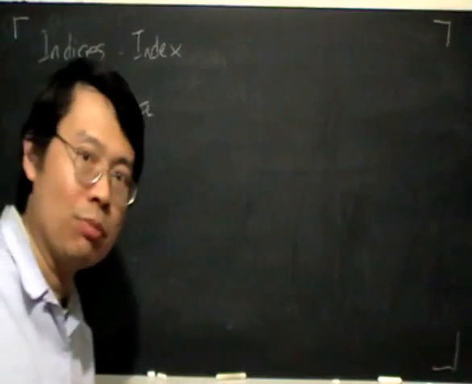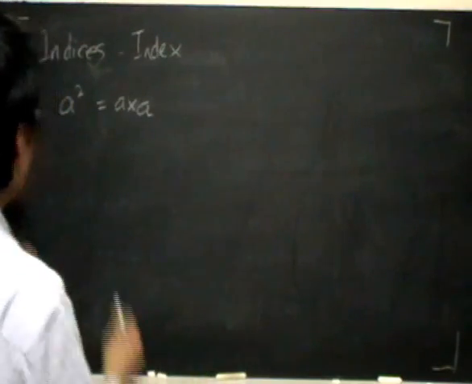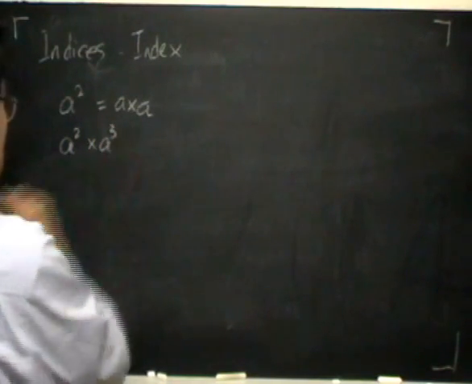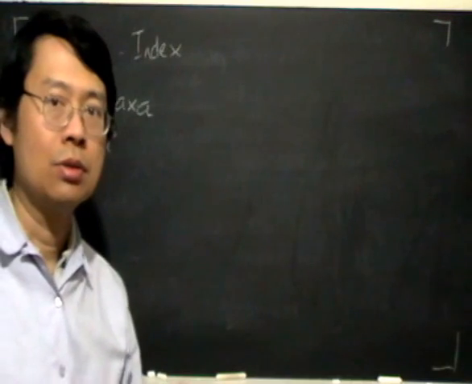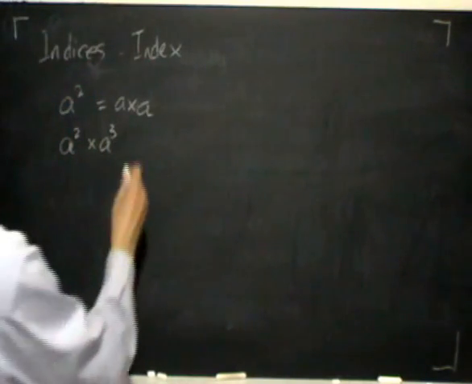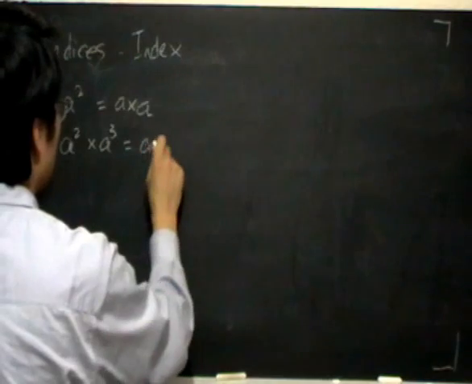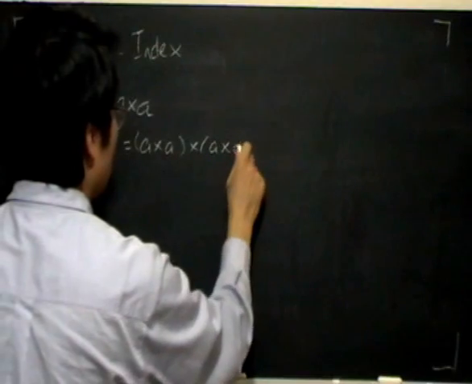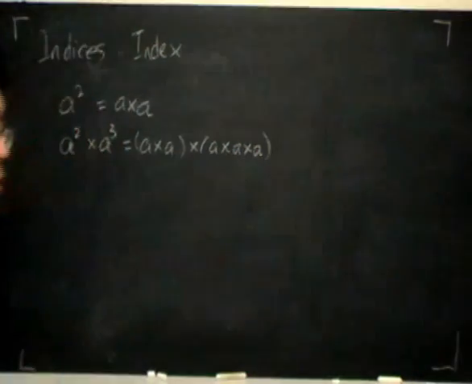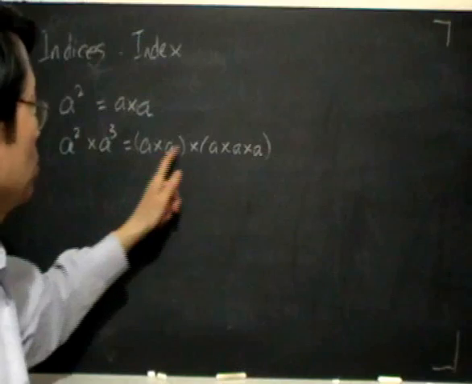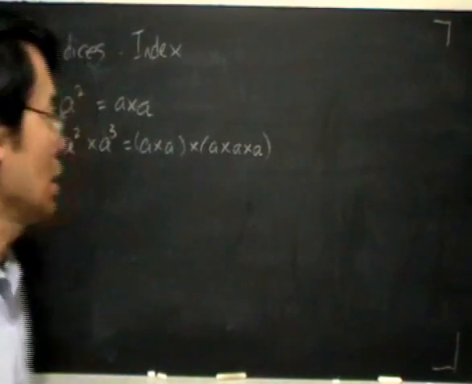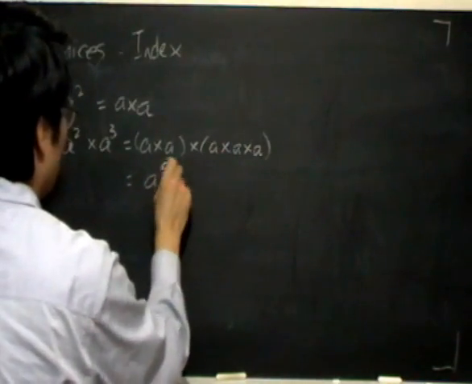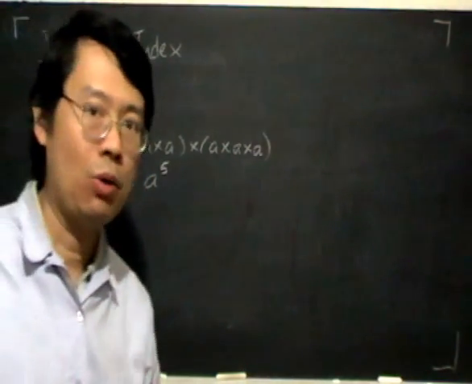Now suppose we need to multiply maybe a squared by a cubed. Since we know that a squared is a times a, and that a cubed is a times a times a, if you look at this, you'll find that there are 1, 2, 3, 4, 5 a's altogether multiplied. So you know that it should be a to the power of 5.